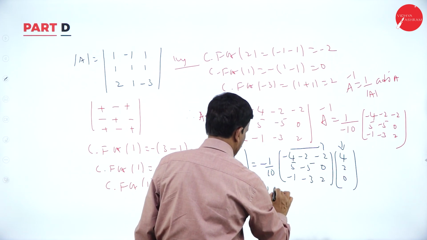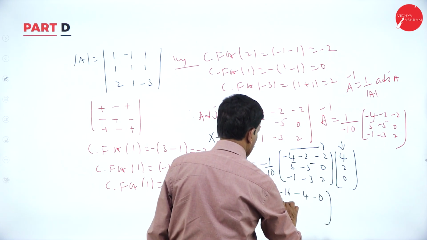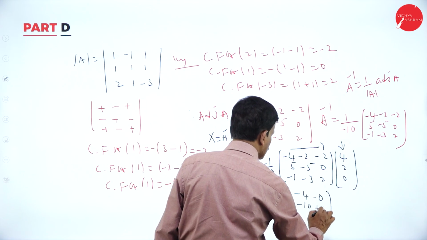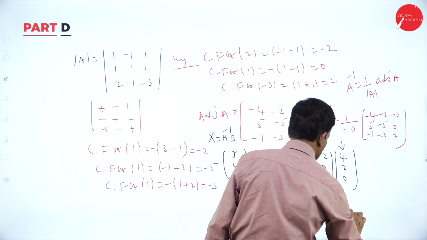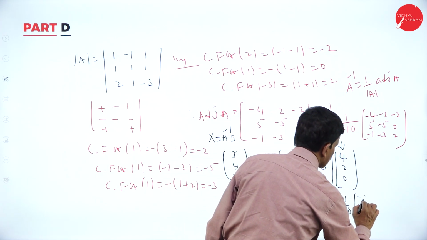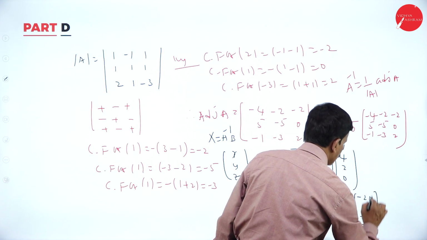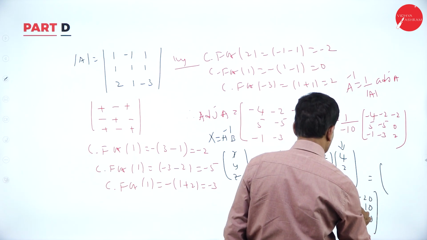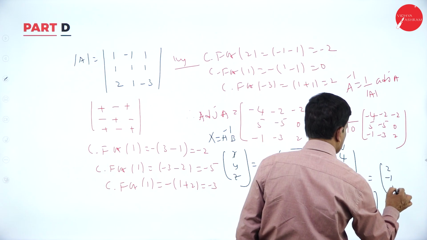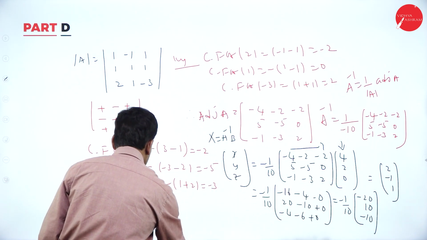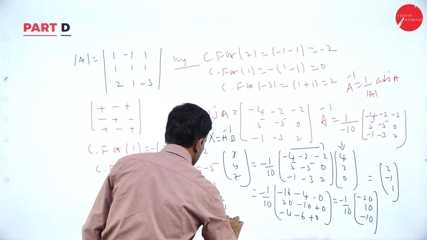You will get minus 1 over 10 into 4 4s are 16, 2 2s are 4, minus 0. 5 4s are 20, minus 5 2s are 10, plus 0. 1 4s are 4, minus 3 2s are 6, plus 0. This is minus 1 over 10 times minus 16 minus 4 is minus 20, 20 minus 10 is plus 10, minus 6 minus 4 is minus 10. So if we divide, what will you get? Minus 10, 20 by minus 10: minus into minus is plus, 20 by 10 is 2. Minus into plus is minus. Minus into minus is plus. So therefore, the value of x, y, z is equal to 2, minus 1 and plus 1.